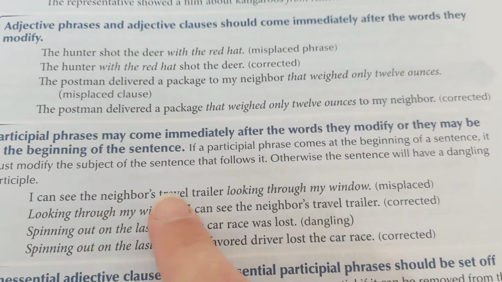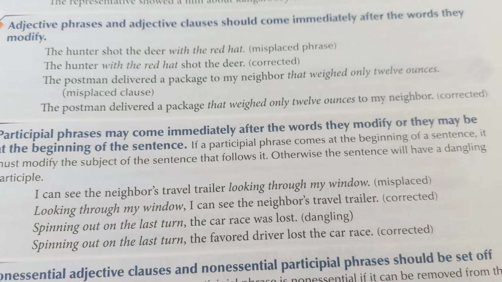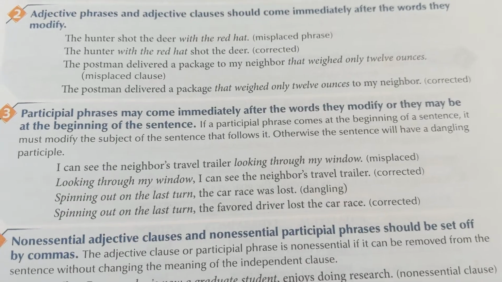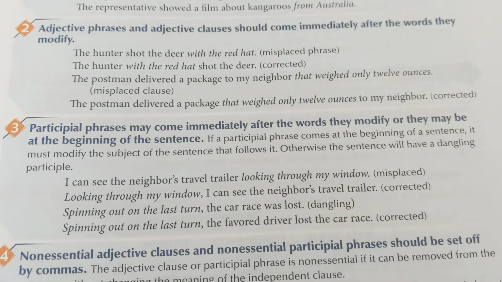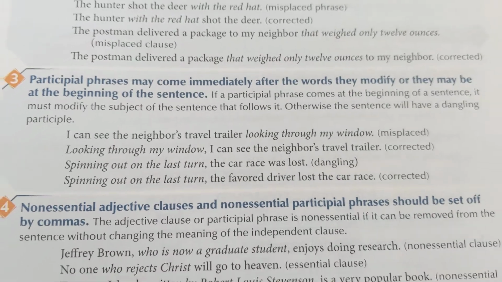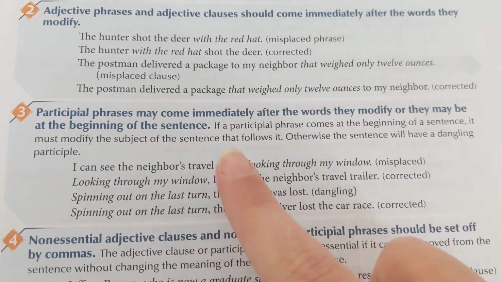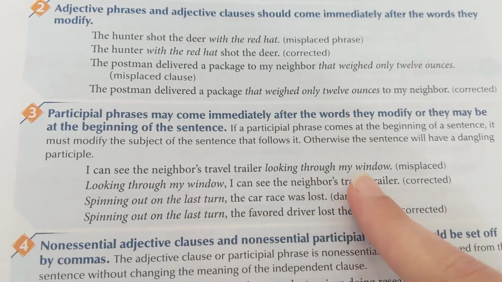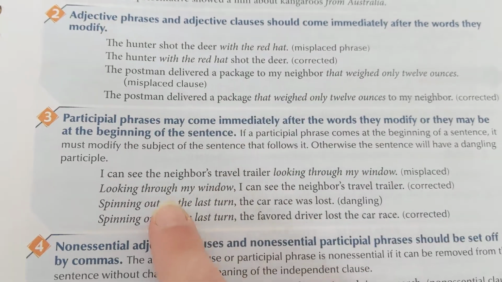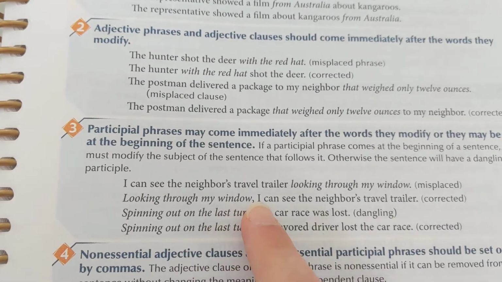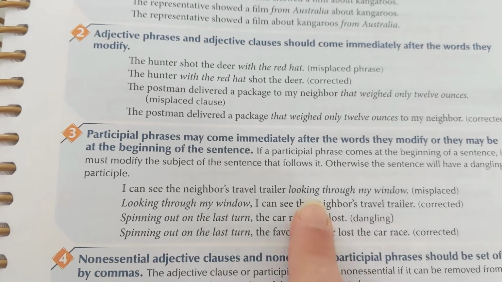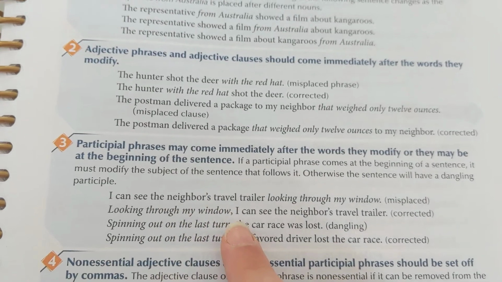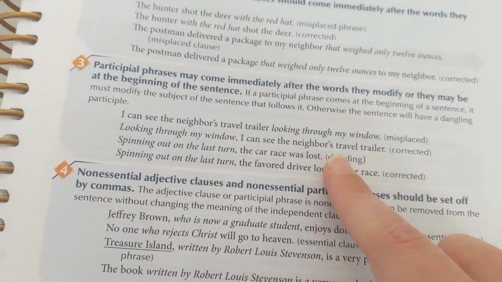I can see the neighbor's travel trailer looking through my window. Now, hopefully, you already caught the silliness of that sentence. Is the travel trailer looking through the window? No, it is not. A travel trailer cannot look through your window. So where could I put this phrase, looking through my window? That's right, we would put it at the beginning because it's supposed to be describing the word I, because I am spying on my neighbor's travel trailer. Looking through my window, I can see my neighbor's travel trailer.